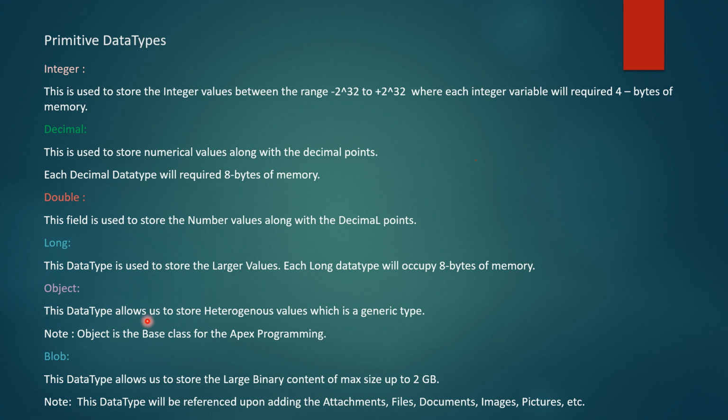Object. This data type allows us to store heterogeneous values with a generic type. Object is the base class for Apex programming. This will be discussed further. This is how we can use the Object data type.